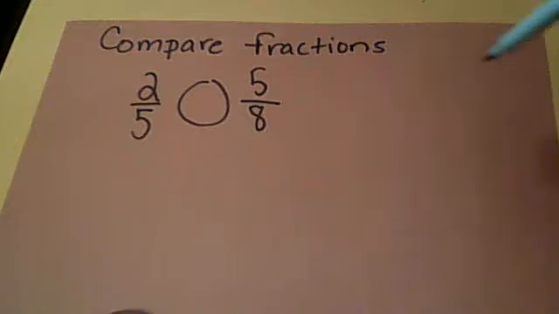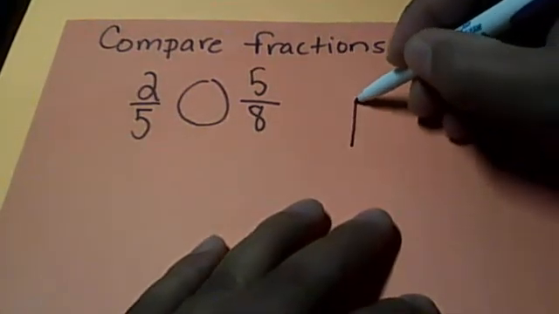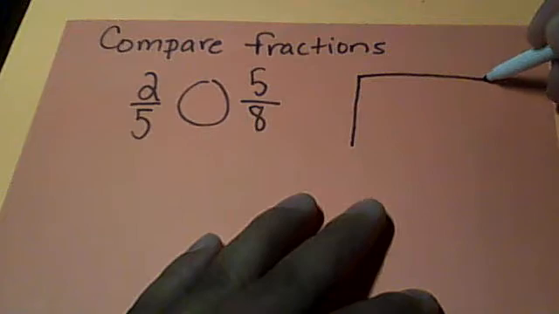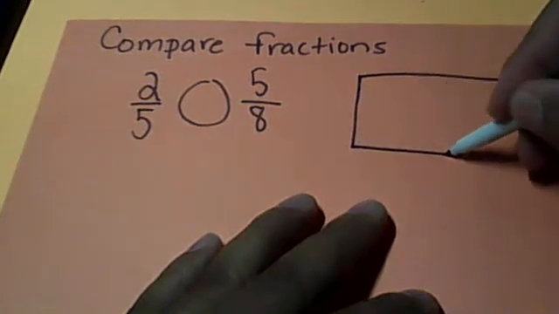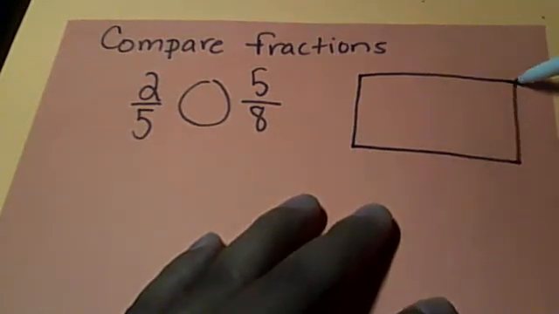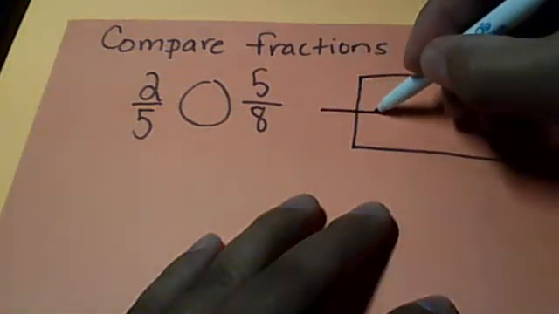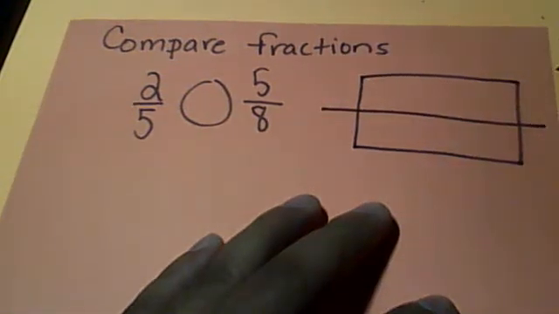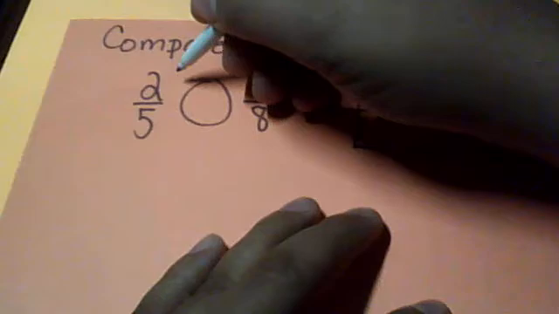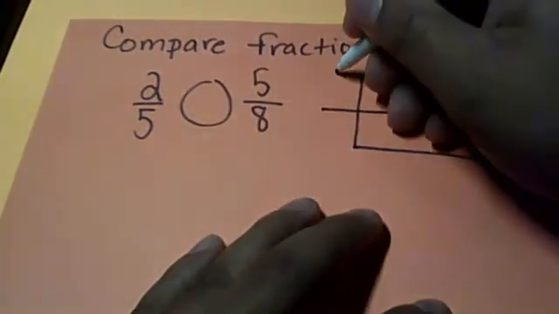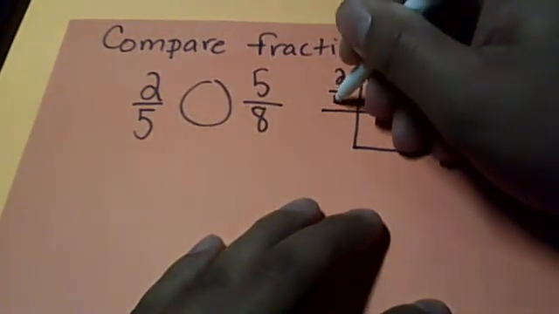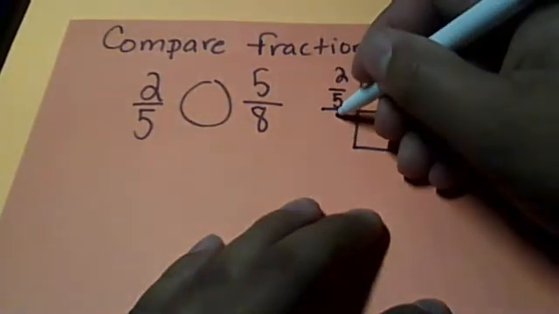So the first thing I like to do is I like to draw me a big square, just like this. Okay. And I'm going to split this square into halves, just like that, so they know they're all the same size. I'm going to take the 2/5, put it on the top, and then the 5/8 on the bottom.